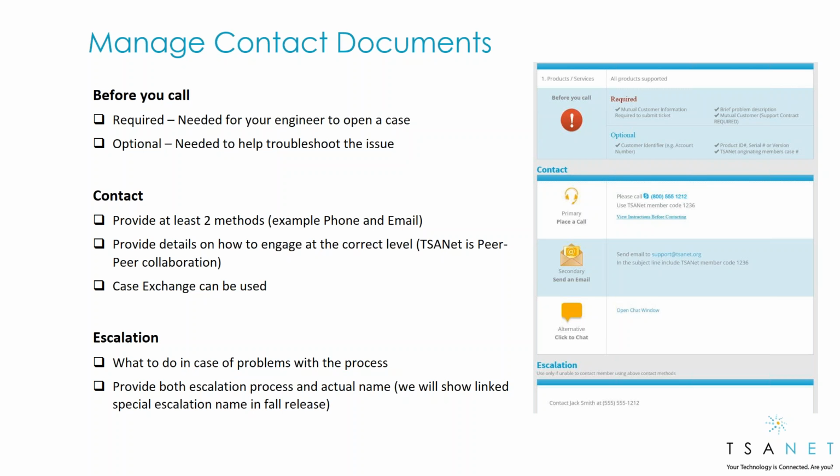But if you're using another method, and you want to differentiate TSANet calls from other calls, then a lot of companies will use TSANet@domain.com as an example. Or they'll set up another number, or they'll use a code, or whatever it happens to be. But the contact document is something that you need to look at and make sure it's up to date, because this is how other members are getting a hold of you and not only engaging you, but also escalating calls to you.